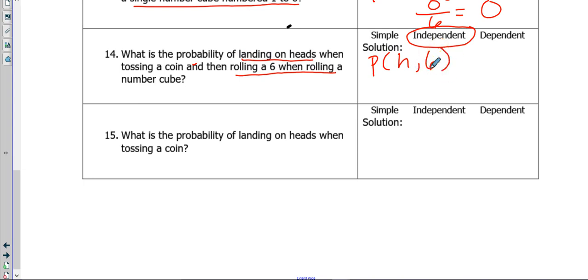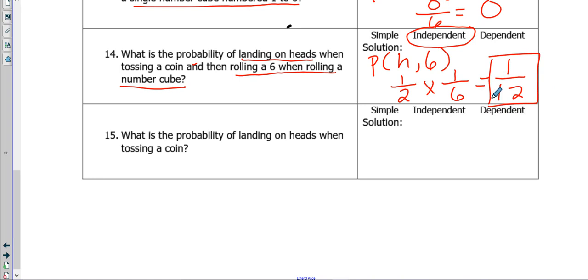So on a coin, we know the theoretical probability for heads is 1 out of 2. And then the probability of rolling a 6 on a number cube is going to be 1 out of 6. So we simply multiply those two together and we get a 1 out of 12 chance.